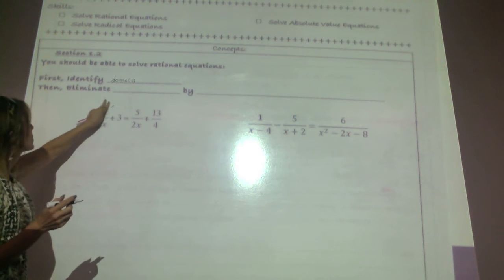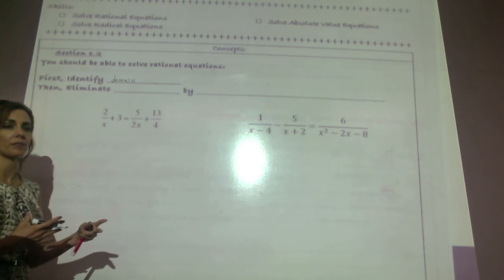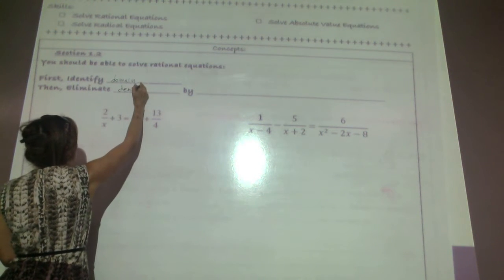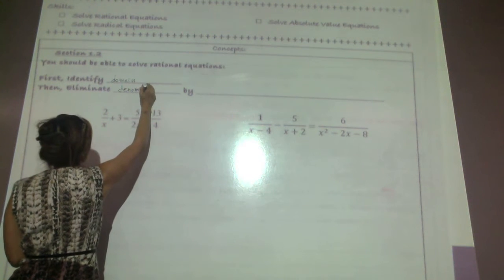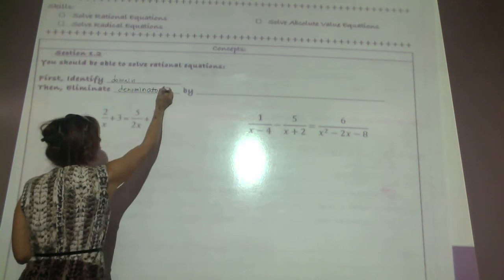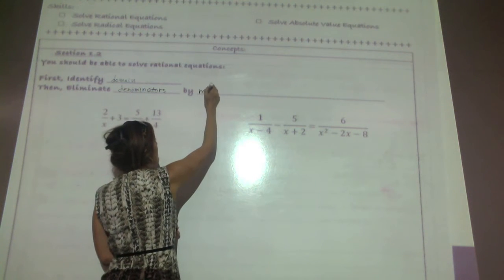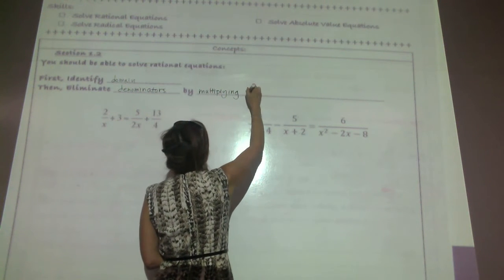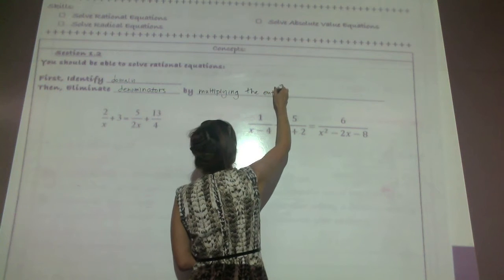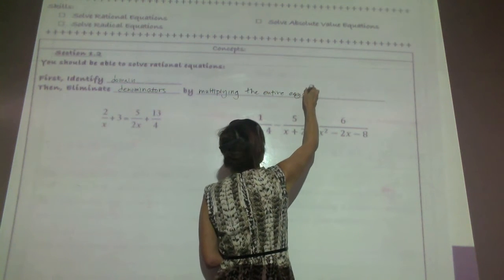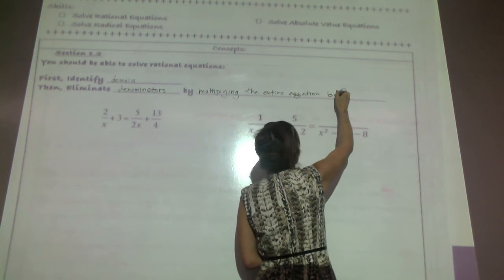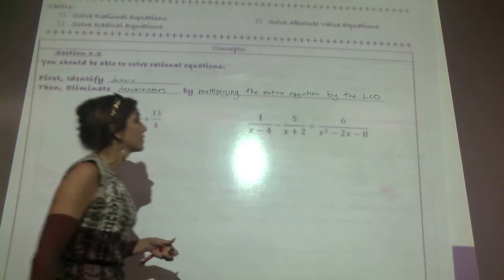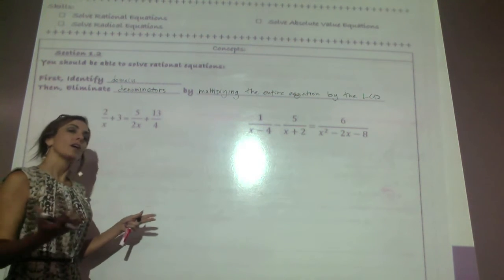Then after we identify the domain and keep that in the back of our head through the solution process, we are going to eliminate all of our denominators. And we're going to eliminate our denominators by multiplying the entire equation by the least common denominator. Okay, so let's start with this example.